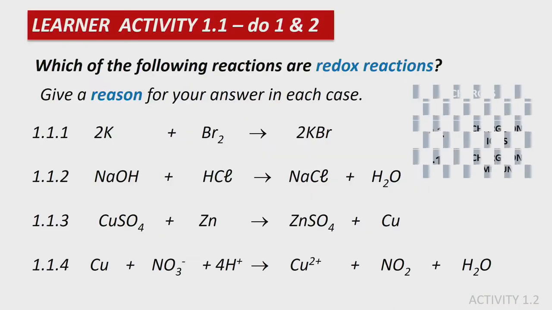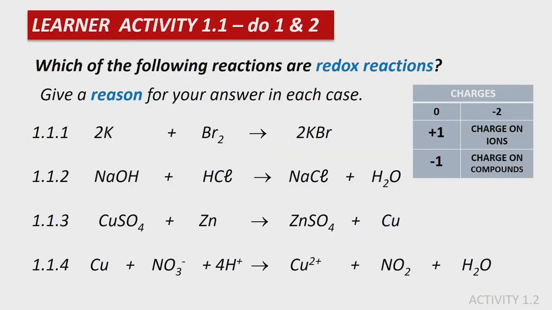So let's look at the exercise you had to do. There was the activity, and they ask you in the first one, if you have potassium, two potassium atoms, let me just make sure that you see where I'm reading, two potassium atoms, and you add it to a bromine molecule, and it gives you two potassium bromide ionic compound, two moles of them. So let's go again.